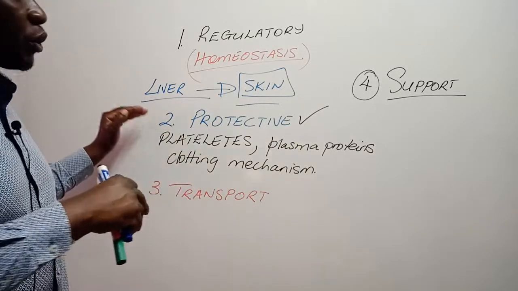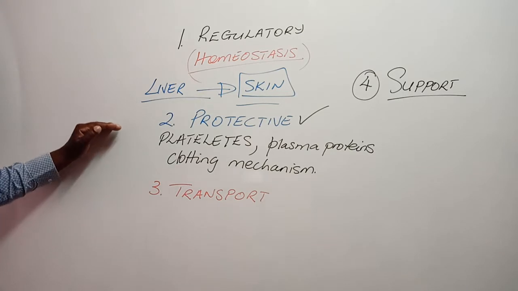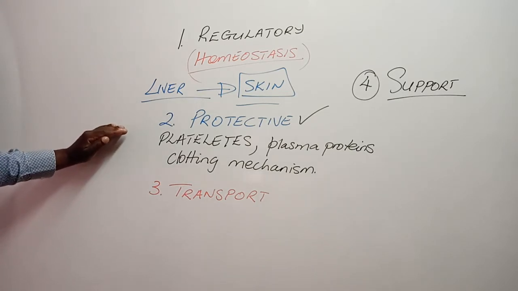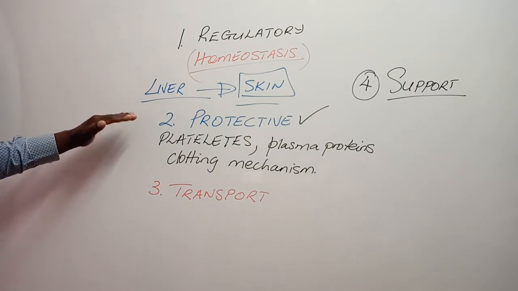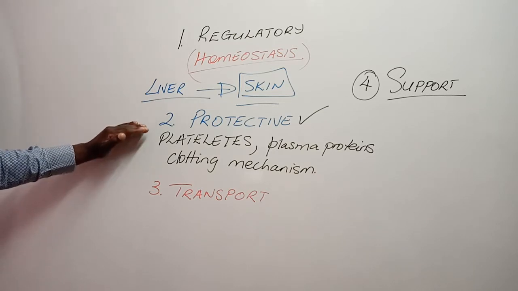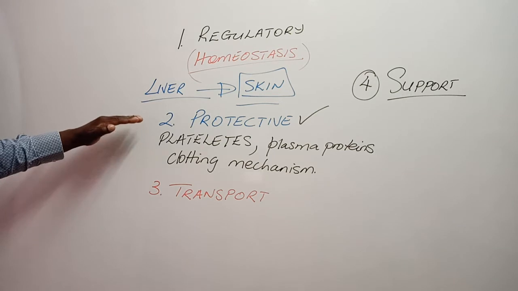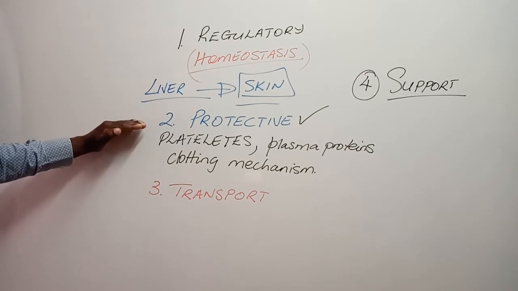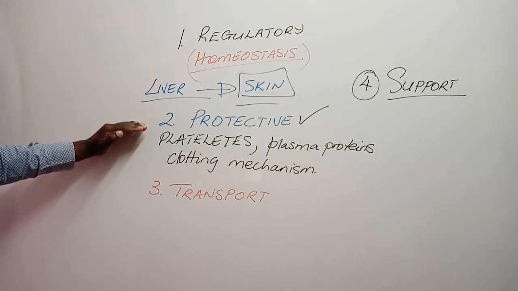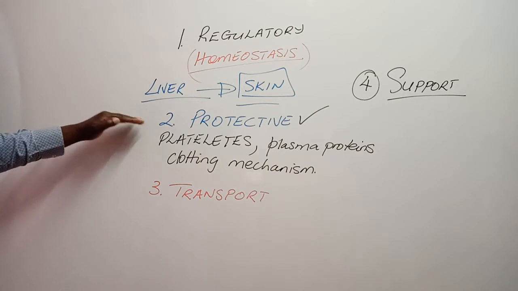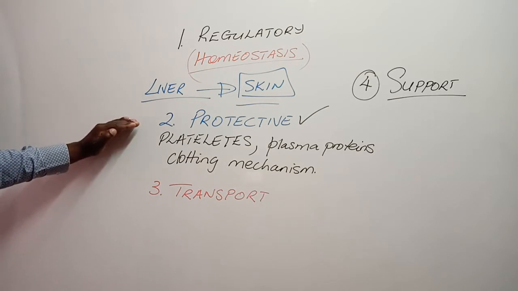So blood also plays a very important role in the protective function, right? On the same second function of blood, which is the protective function, we also have phagocyte cells.